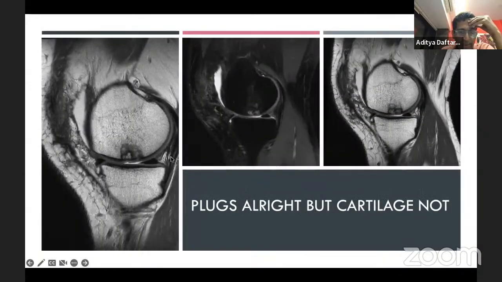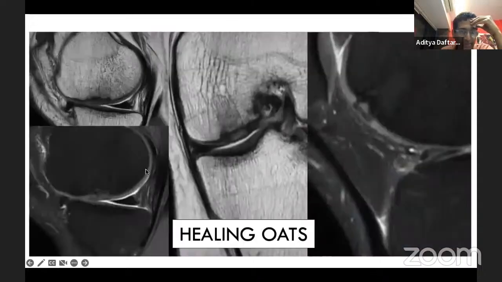This is a patient where you can see that the patient had an Oates procedure. The plugs are all fine, and you can see in really good detail that there's just this fissure in the cartilage anteriorly, and posteriorly there's condyle thinning. Okay, so the cartilage is not entirely normal; it's slightly depressed.